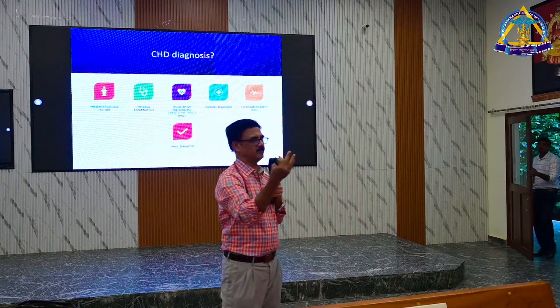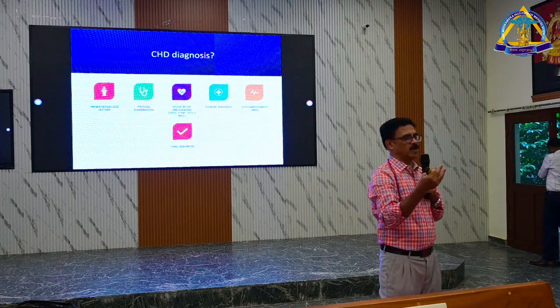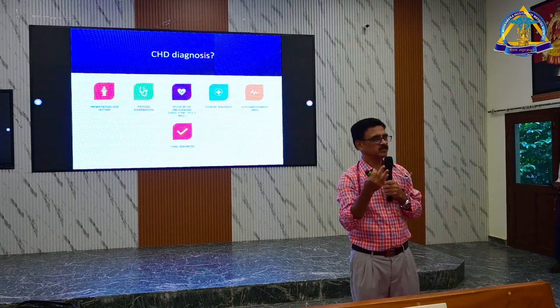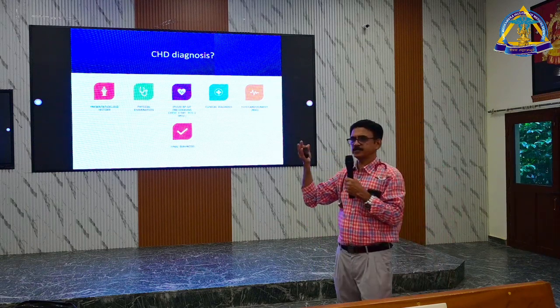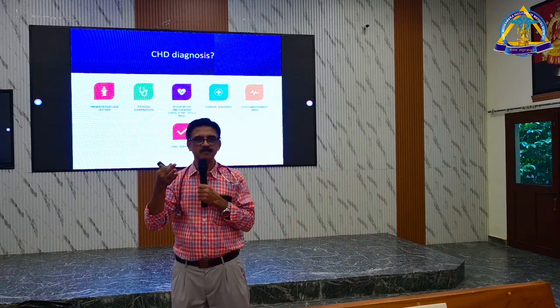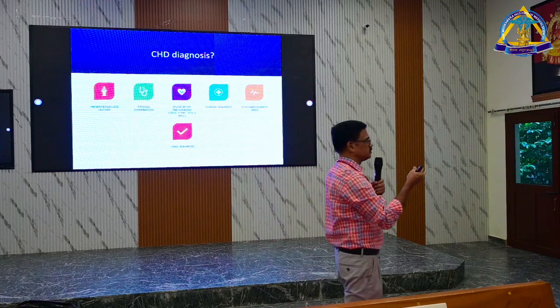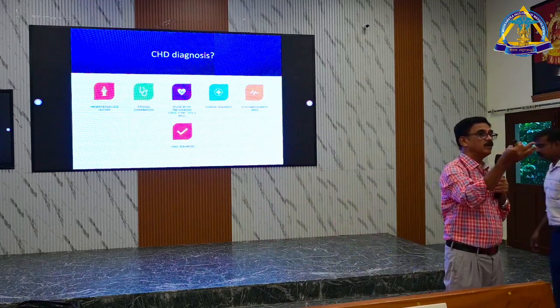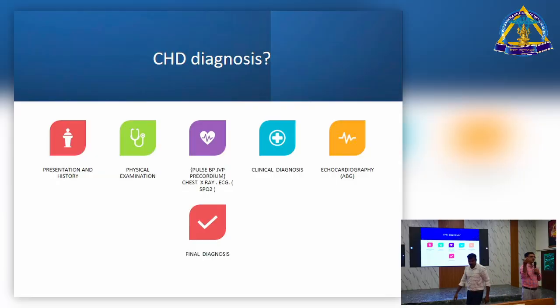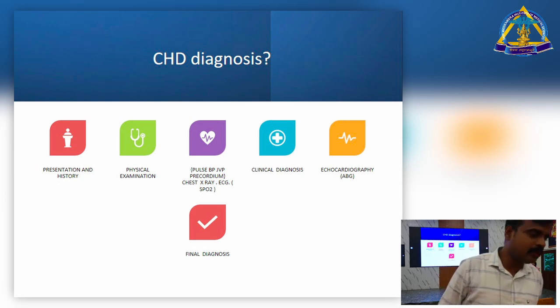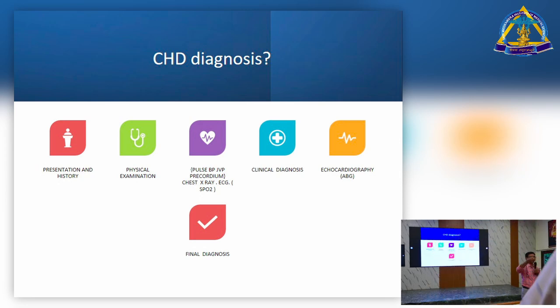Coarctation of aorta. There can be radiofemoral delay, weak femorals, that can be there. Any other disease that can be diagnosed by pulse examination? What happens in aortic stenosis or hypoplastic left heart? Low volume pulse. Heart failure, low volume pulse, tachycardia, narrow pulse pressure. So pulse again, you can make some diagnosis.